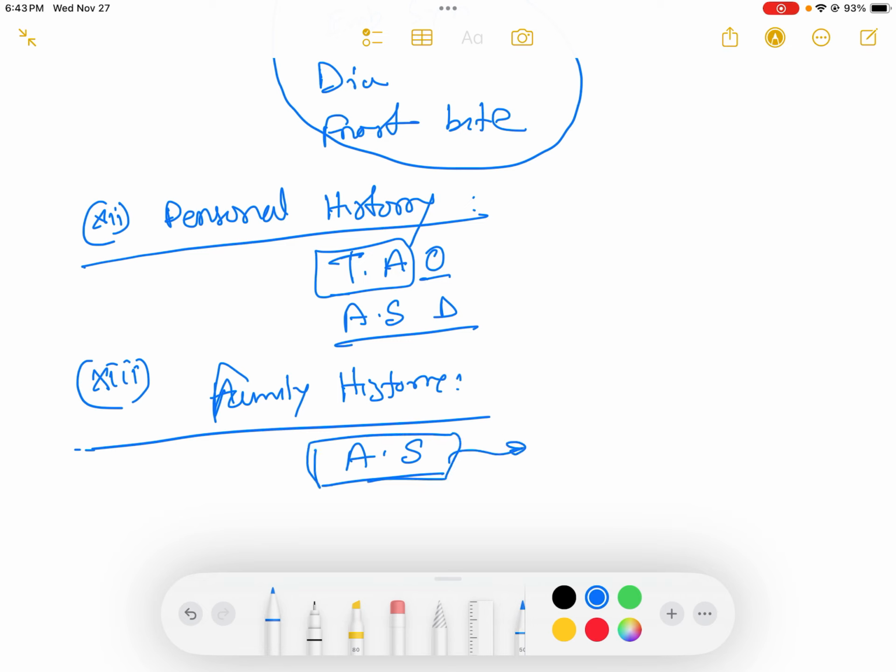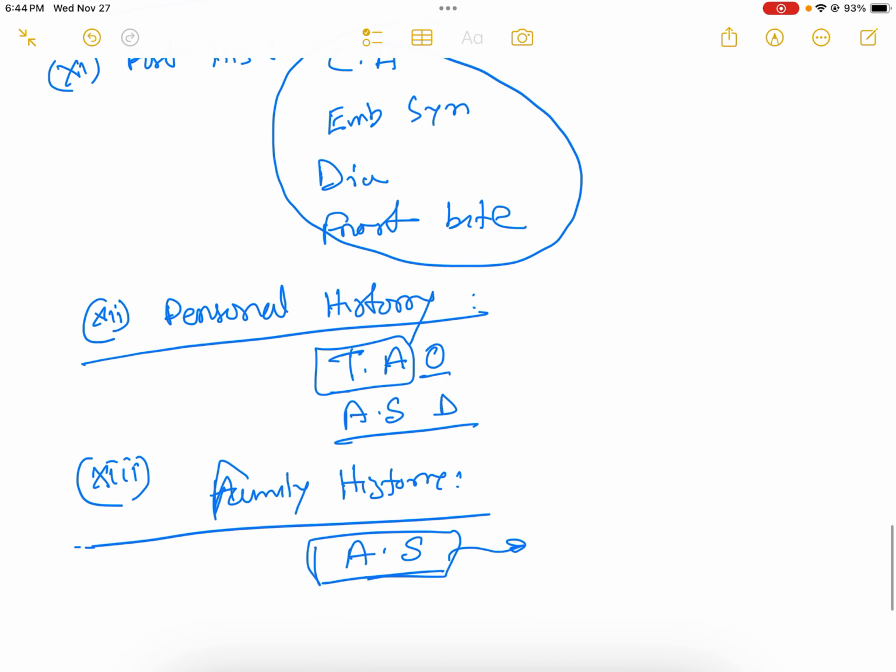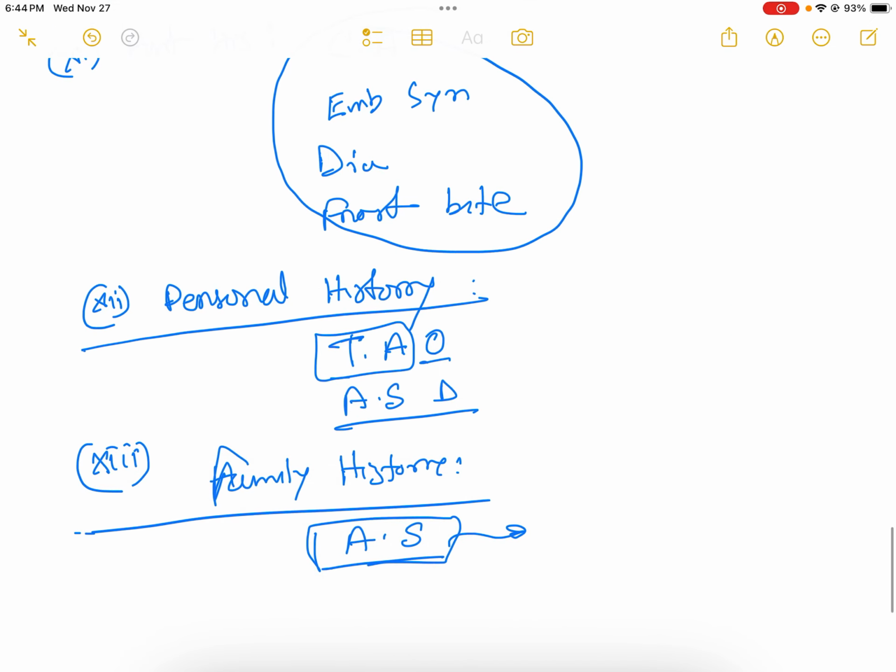History done. History includes 13 points. Number 1, age and sex. Number 2, limbs affected. Number 3, bilateral or unilateral. Number 4, mode of onset. Number 5, pain. Number 6, effects of heat and cold. Number 7, paresthesia. Number 8, history of superficial phlebitis. Number 9, involvement of other arteries. Number 10, impotence. Number 11, past history. Number 12, personal history. Number 13, family history.